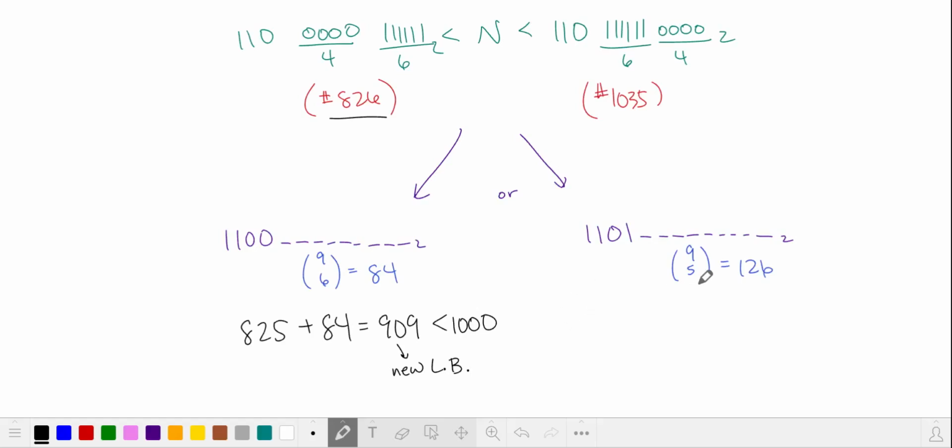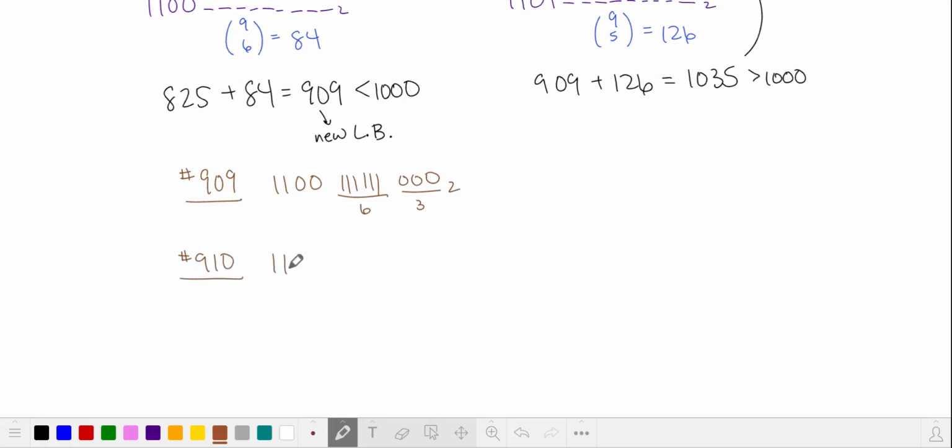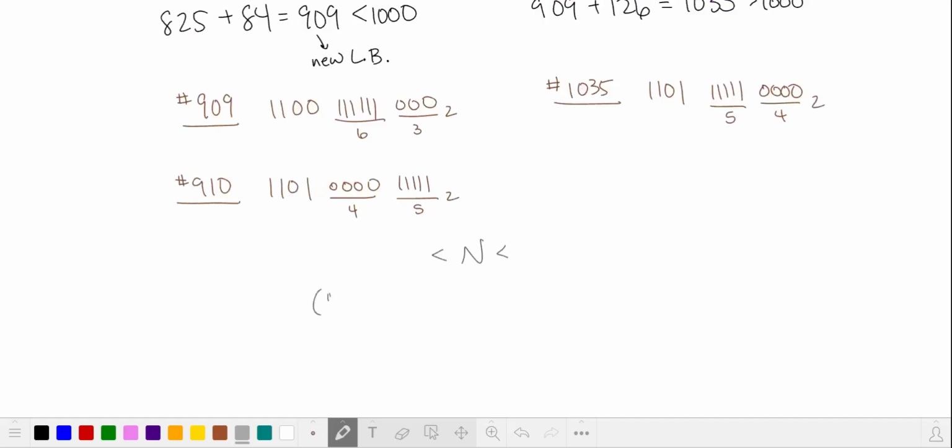Let's see what happens when we add these remaining numbers. We start with 909 and add 126. This is 1035, as expected, so still too big. Let's check again. Our 909th number begins with 1100, and then we maximize the rest of the digits, putting the 6 ones first and the 3 zeros last. The number that follows begins with 1101. We have 4 zeros here, and then 5 ones after that. Our 1035th number, again, begins 1101, 5 ones, and 4 zeros. And we'll rewrite the bounds on n between the 910th number and number 1035.